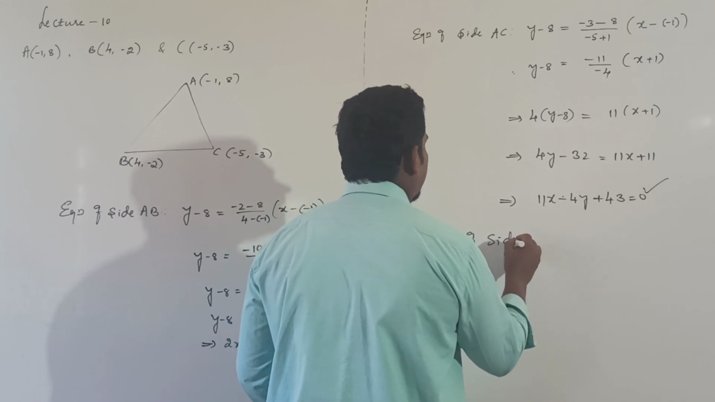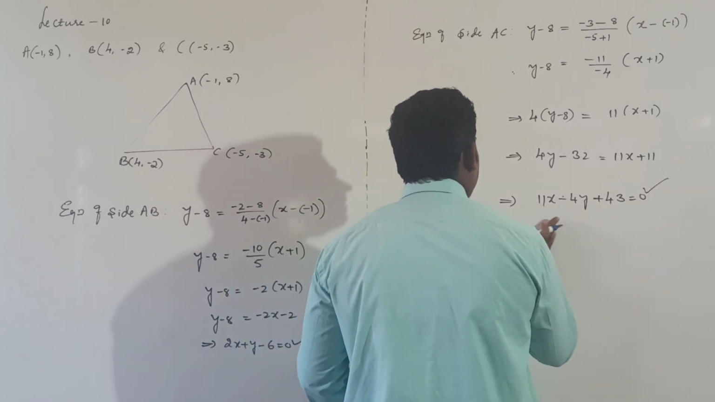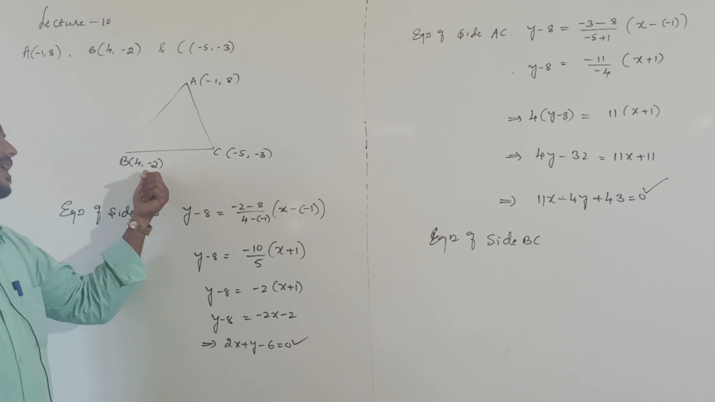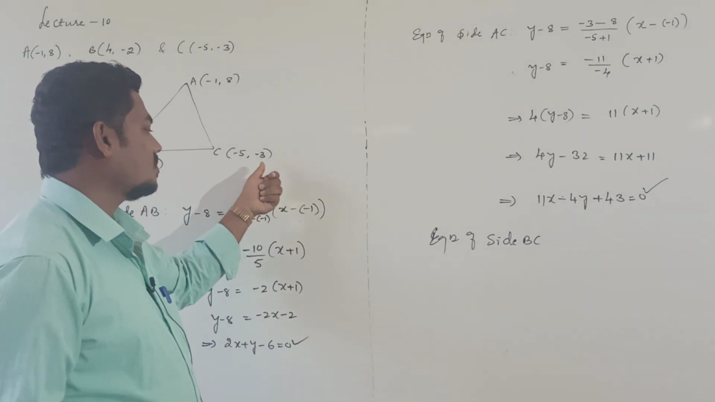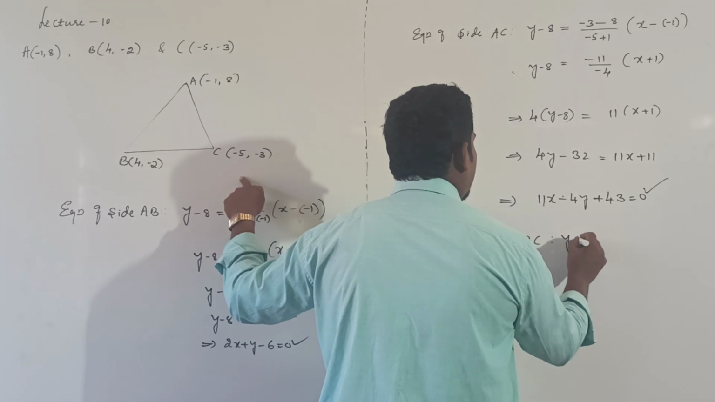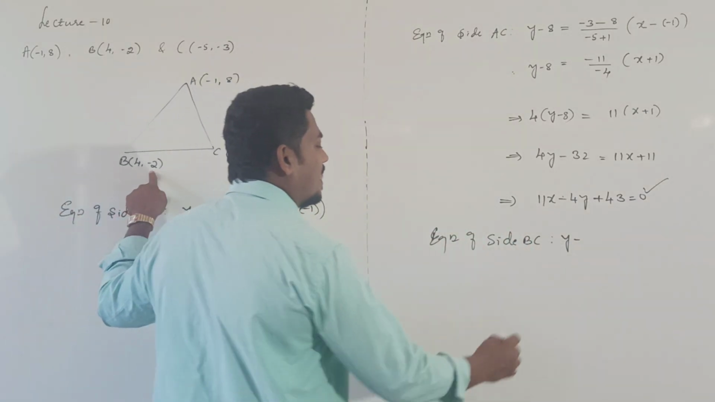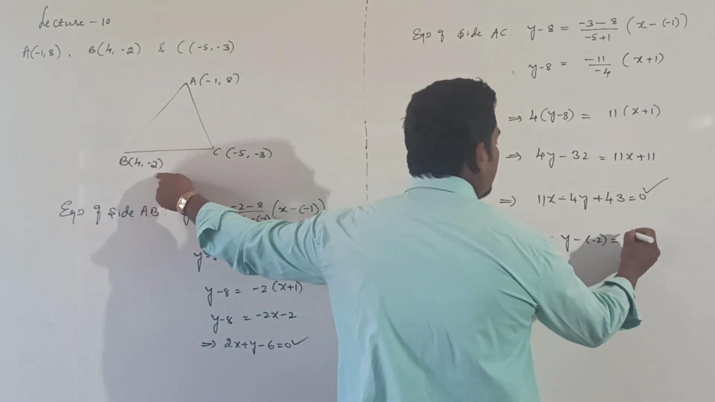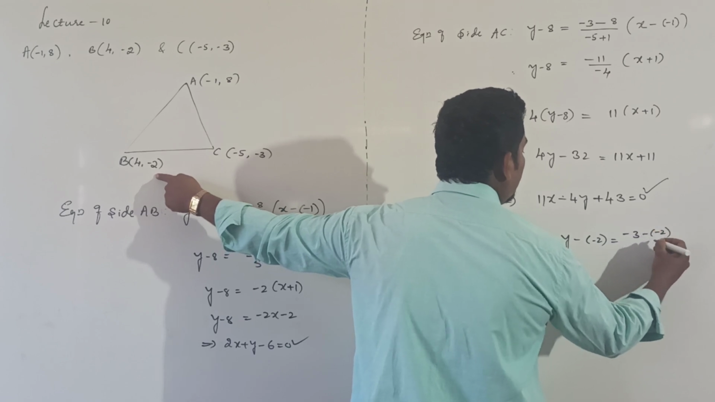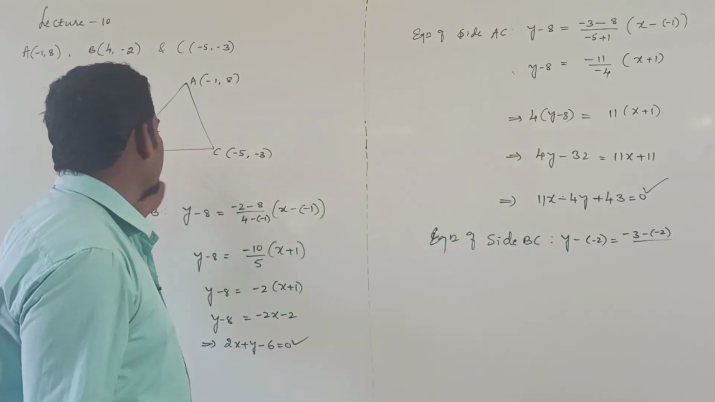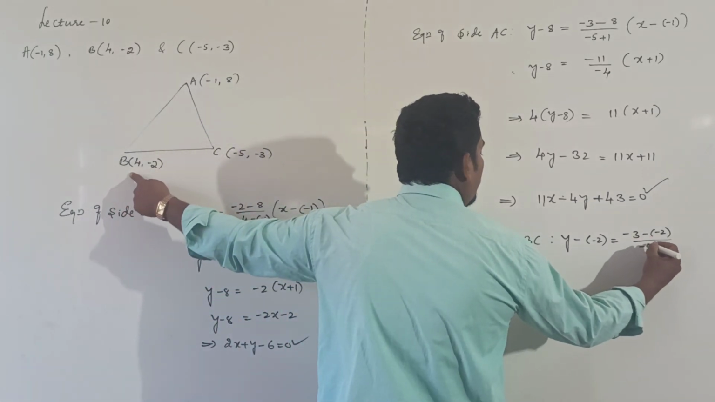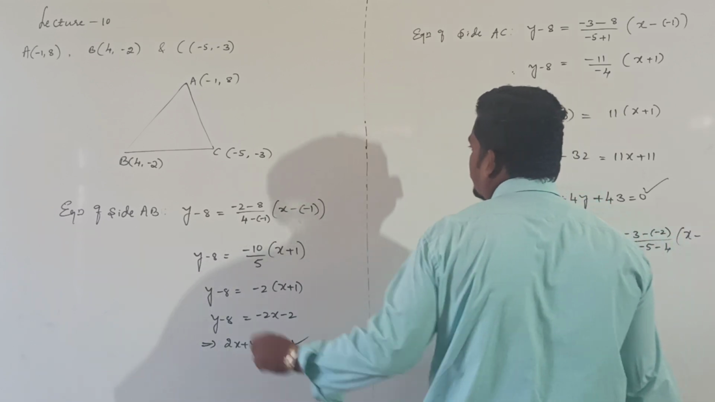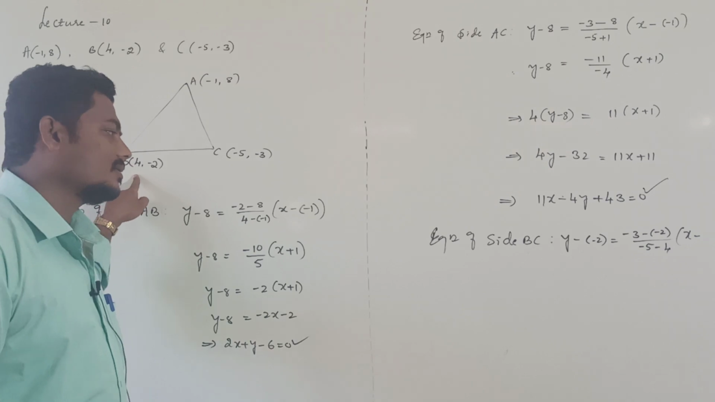Equation of side BC, right? While finding the BC equation, treat B coordinates as x1, y1 and C coordinates as x2, y2. y minus y1, where the y1 value is minus 2, equals y2 minus y1, that is minus 3 minus of minus 2, whole thing divided by x2 minus x1, that is minus 5 minus 4, right? Into x minus x1, here the x1 value is 4, right?